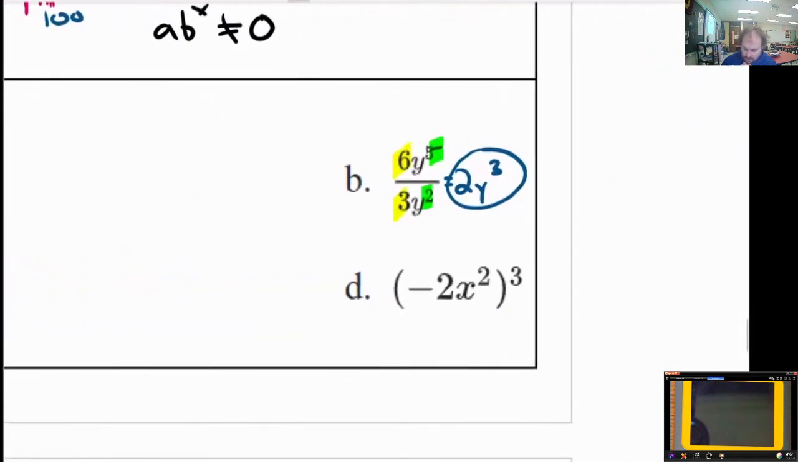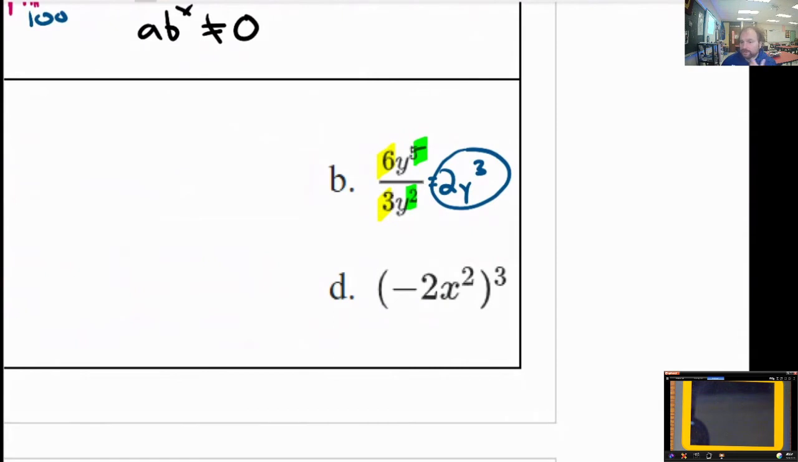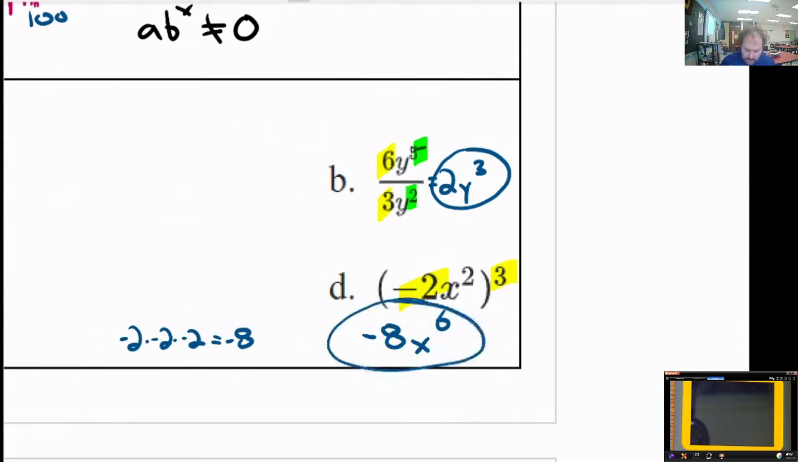Question D, same kind of thing. This time we're raising it all to the 3rd power. So negative 2 to the 3rd power is negative 2 times negative 2 times negative 2, which is negative 8. So this is going to be negative 8x to the 6th power, 2 times 3 this time. So we have x squared times x squared times x squared, and that's 6 x's altogether. There you go. Next page.